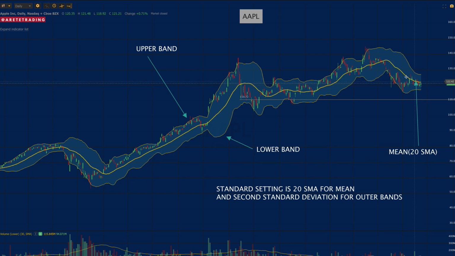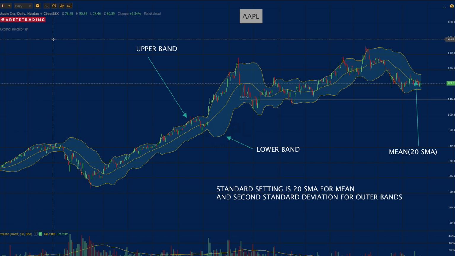Okay, and this is the guide. This mean is the guide that defines these two by a simple calculation of standard deviation. We use a 20-day simple moving average, and you use a second standard deviation for the outer bands. That's how it was created. That's what I would recommend that you use.